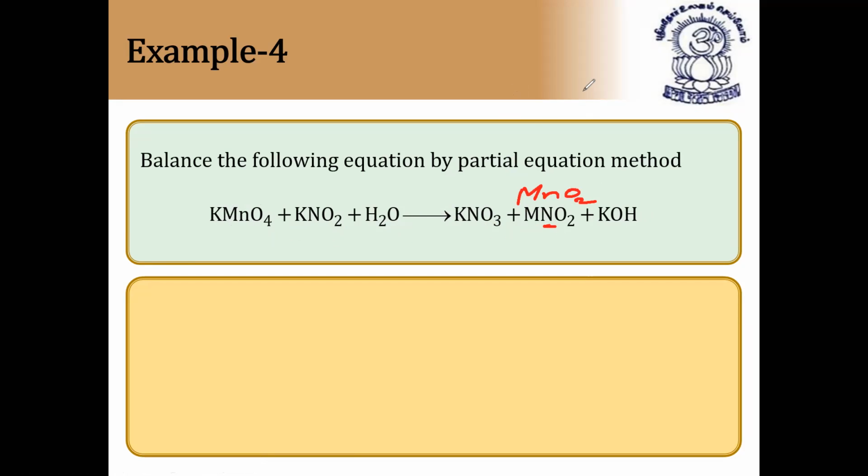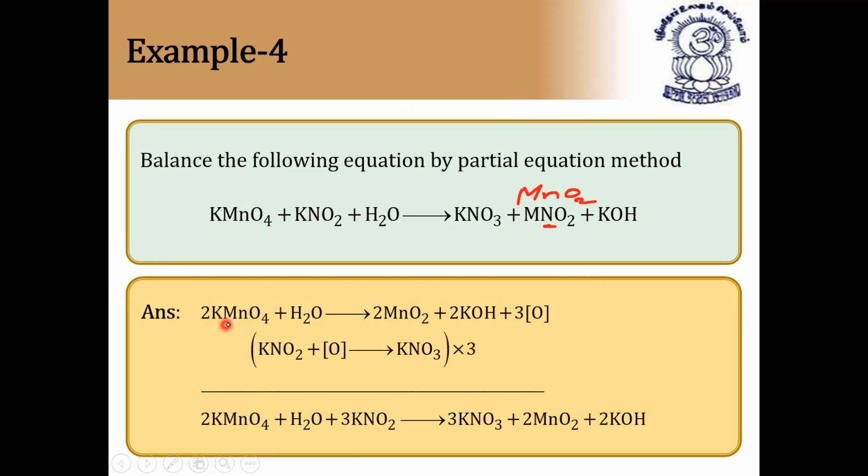Now in this case, how it is formed, as we already know the equation, let us see the equation now. Potassium permanganate first combines with water to form 2 moles of manganese dioxide, 2 moles of potassium hydroxide, and 3 nascent oxygens. As I told you, in neutral medium, how many oxygens? 3 nascent oxygens. Because we can see here 4 plus 2, 6, 6 plus 1, 7. And here 3 plus 2, 5, 5 plus 1, 6.